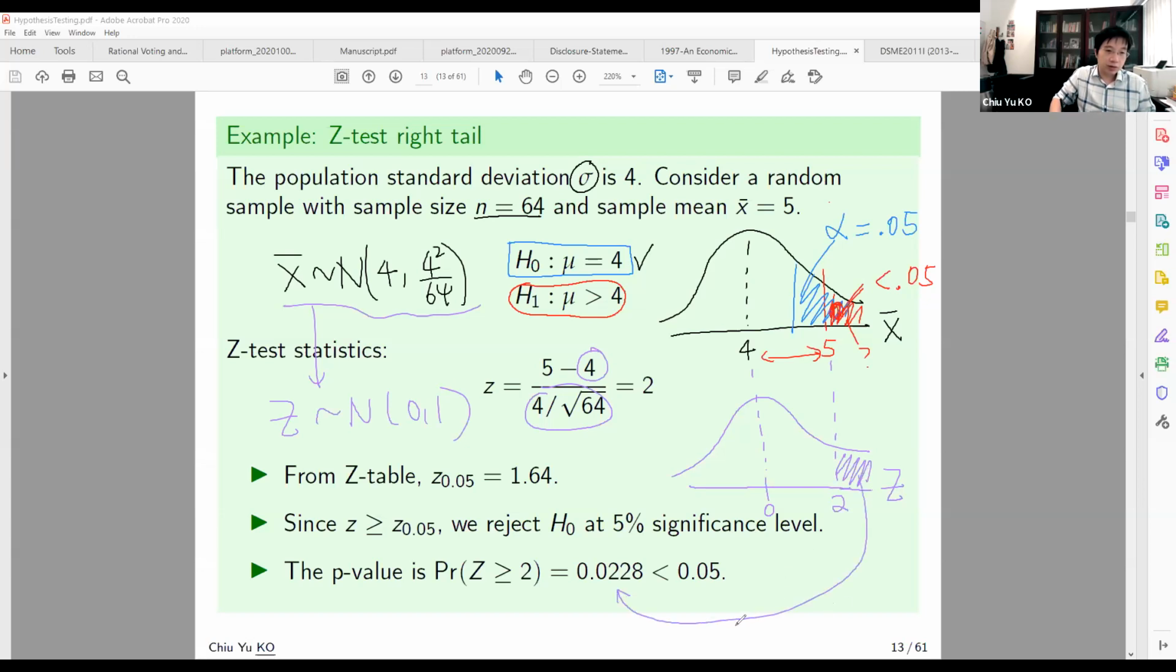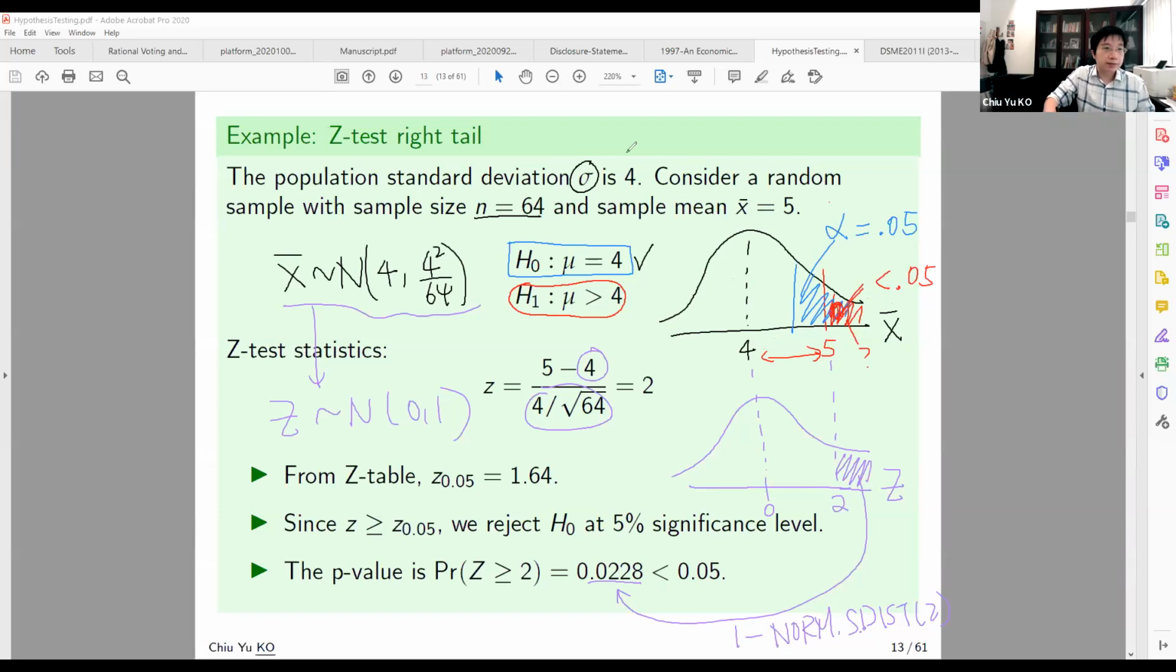Which is 1 minus norm.s.dist of 2. That gives you the area, which is far less than 0.05. So that's why it is too small, and that means 5 is too distant from 4, so you will reject the claim that it is 4.